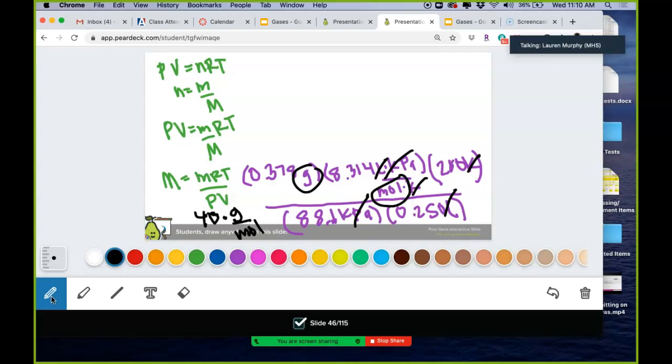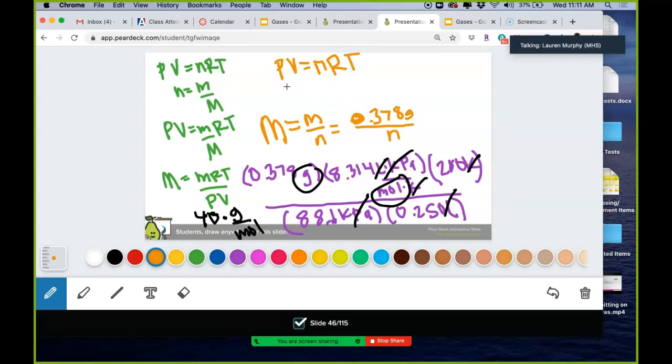The other way I'm going to do now, if that's the way you prefer, let me do it in a different color. 0.378 grams over n. We don't have n, so we'll rearrange. PV over RT is n. The pressure is 88.1 kilopascals.